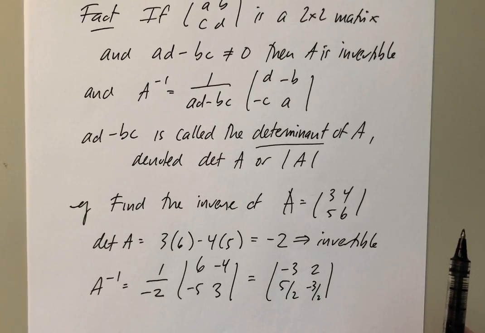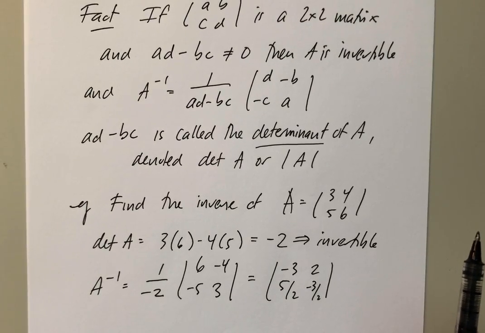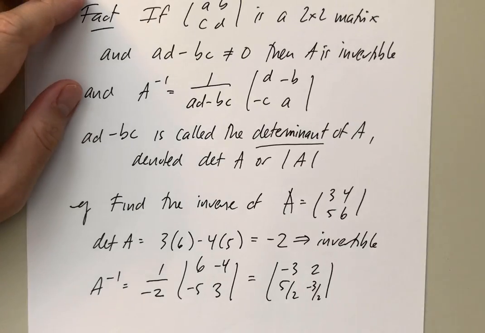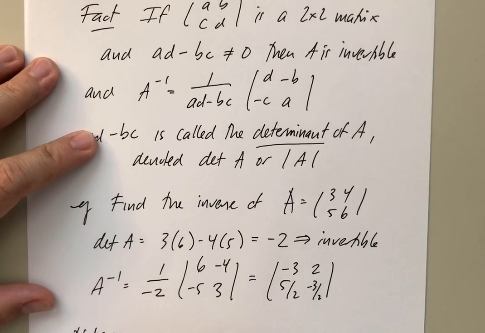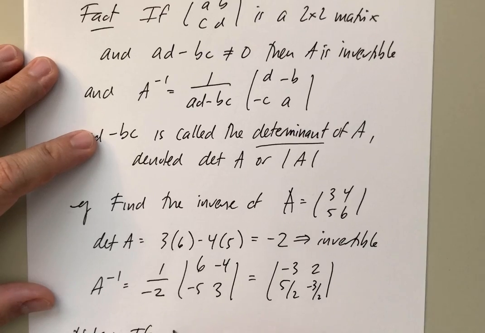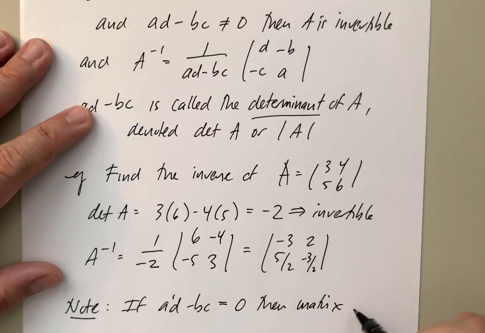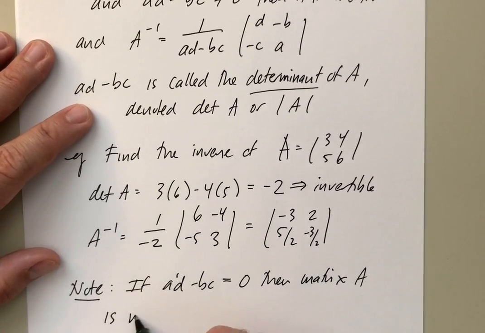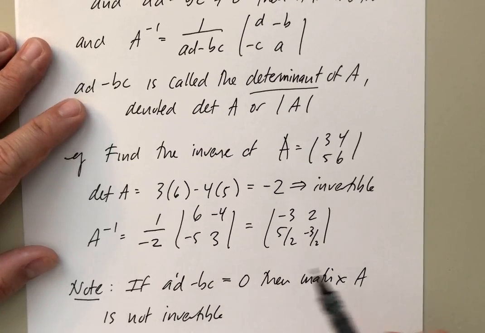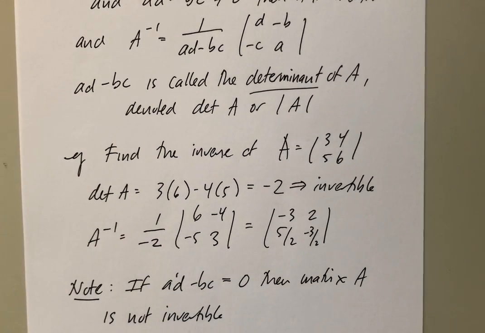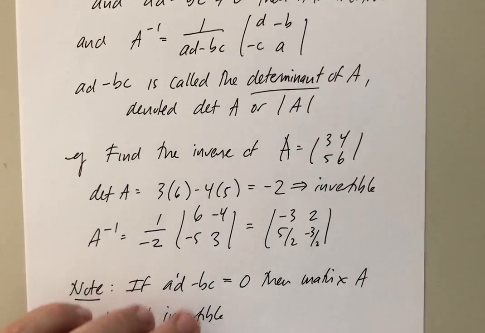So the next thing I want to do, like I said, we'll talk about why this is true, and just let me note this now, write this down. If you had that AD minus BC equals 0, then the matrix A is not invertible, meaning there does not exist any inverse. There's no matrix out there that'll multiply this thing to 1.